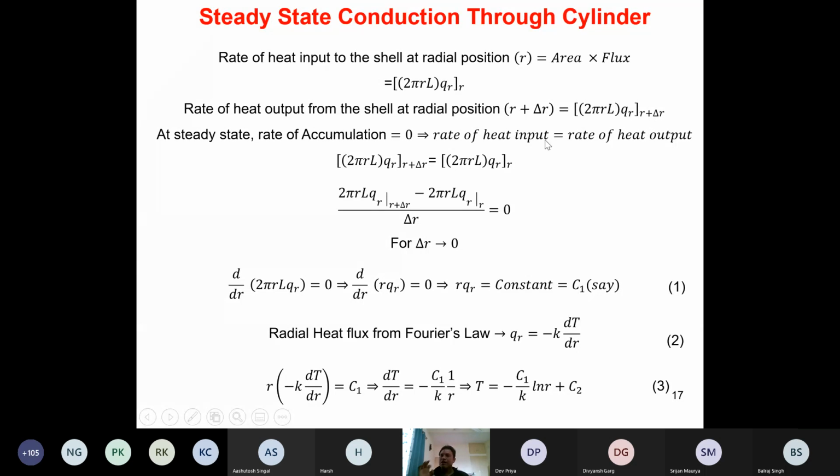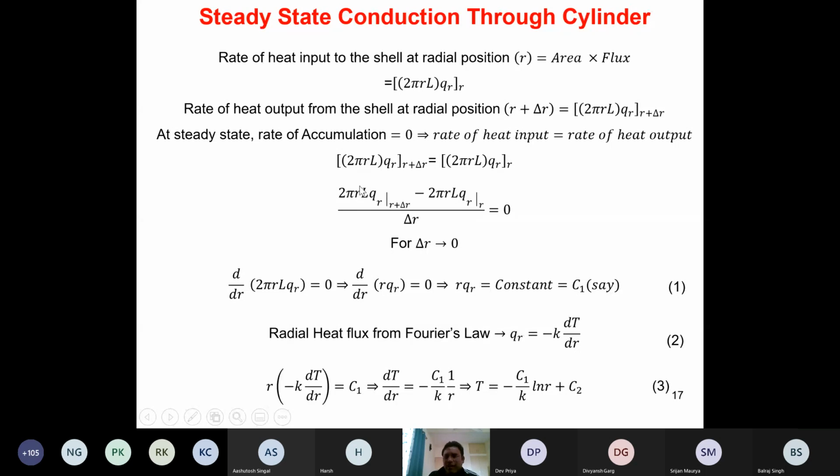Again, in this particular case, there is no accumulation and there is no generation term. So clearly, whatever is the heat input to the shell, that should be the same as the heat going out from the shell, isn't it? So the heat output from the shell should be the same as the heat input to the shell. So we can equate them here.